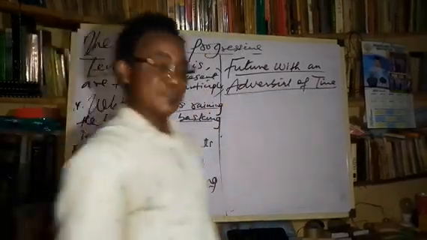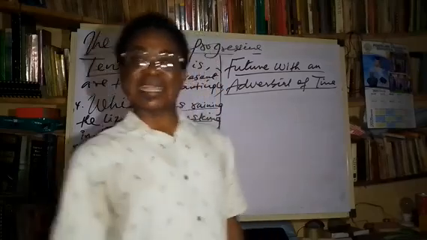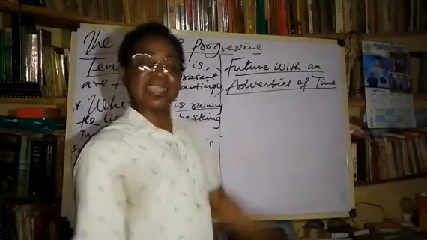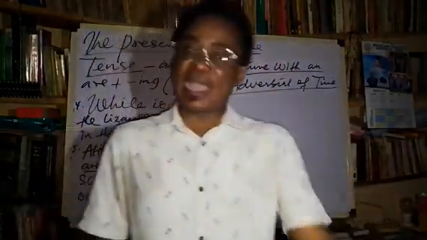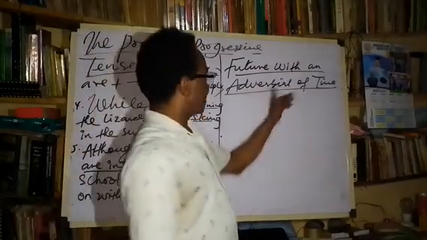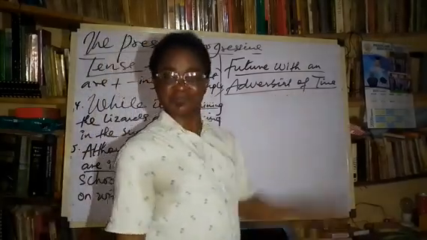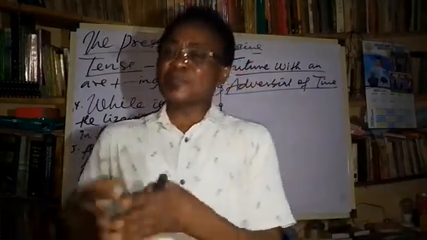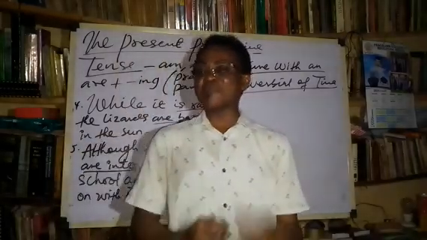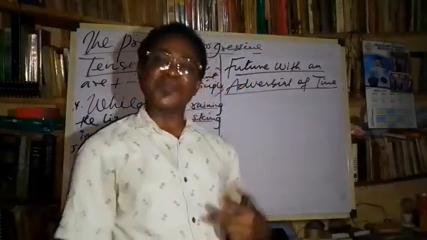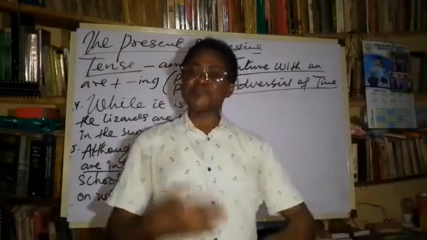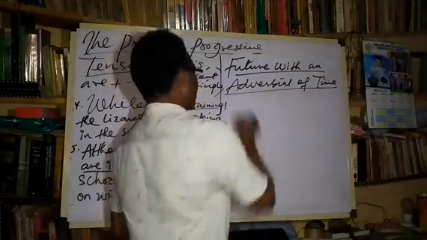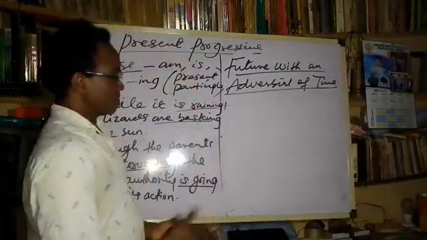Lastly, the other point we need to take note of on the present progressive is that it can be used to express a future action if we add an adverbial of time. That is, an adverb of time is attached to the present progressive tense, and the adverb of time suggests a future time. Then the present progressive becomes a future tense. Let me give you an example right away.